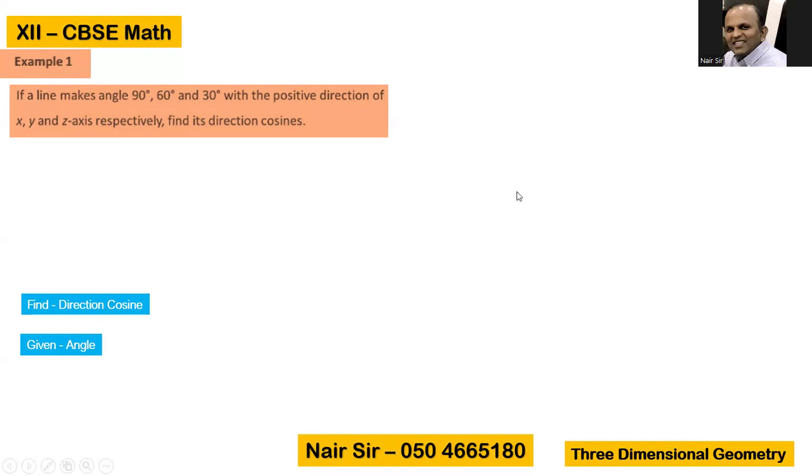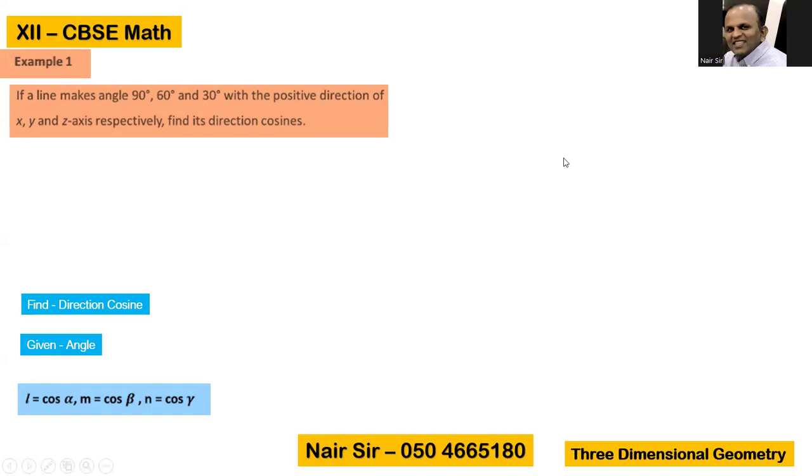Now things are more clear for you. You know what you need to find. You need to find the direction cosine. And what is being given to you? You're being given the angle. And what is the direction cosine? Direction cosine is nothing else but, in 3D, l is equal to cos of alpha, m is equal to cos of beta, and n is equal to cos of gamma.